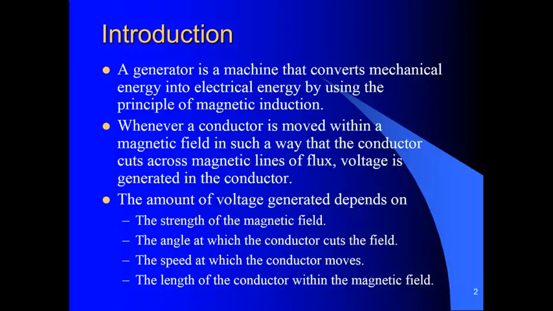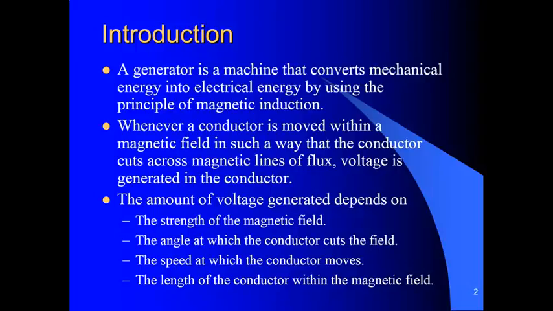A generator basically converts mechanical energy, some sort of force, whether it's a motor or wind propelled or hydroelectric dam, whatever. We use some sort of mechanical energy to turn our conductor through a magnetic field so that the conductor cuts magnetic lines of flux.